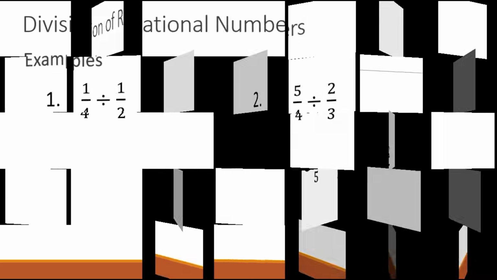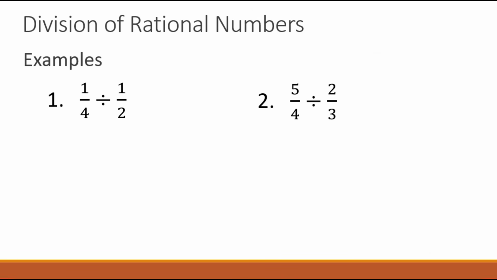For the last topic, let's have division of rational numbers or division of fractions. Number 1, we have 1/4 divided by 1/2. In dividing fractions, the first step is to change the divisor, or get the reciprocal of the divisor, and then proceed to multiplication. So 1/4 divided by 1/2 is equivalent to the expression 1/4 times 2 over 1.